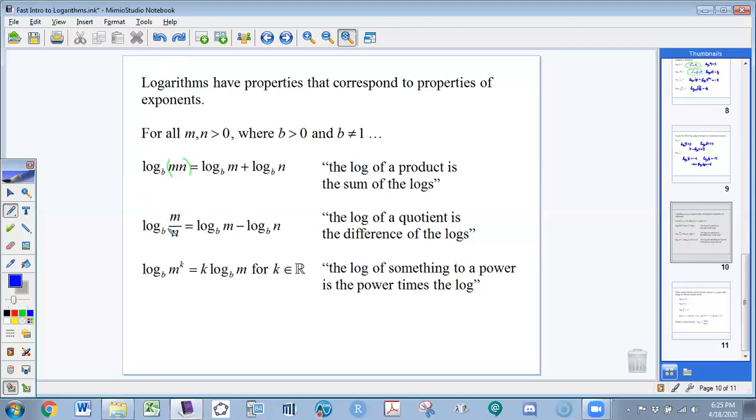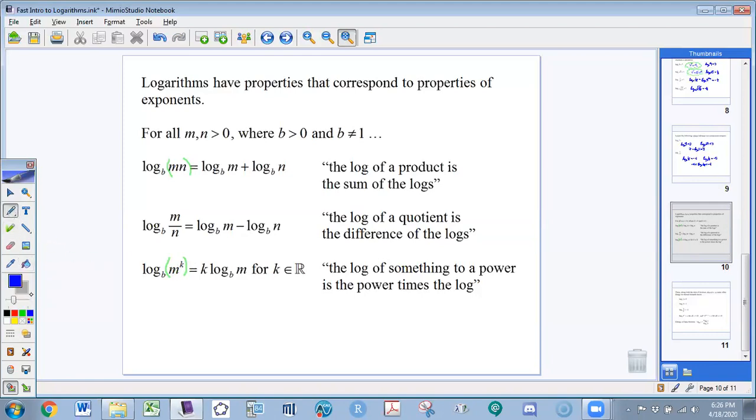So the log of a quotient is the difference of the logs. And then what if I raise m to a power? And this one is very, very important to understand where the parentheses are implied here. Exponents happen first, so the implication is that m is raised to the k, and then you're going to take log base b of that quantity.